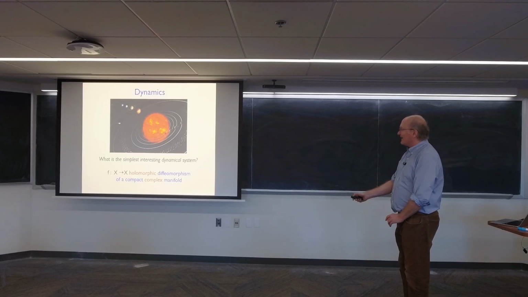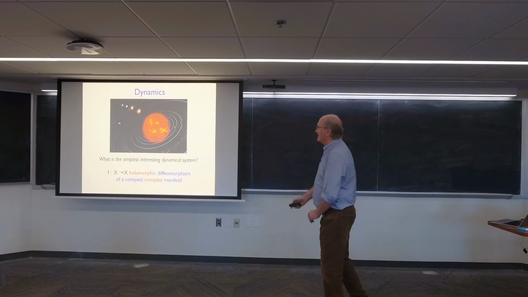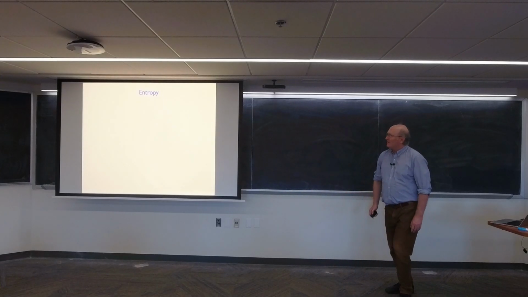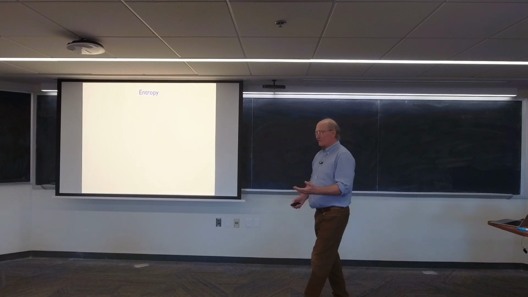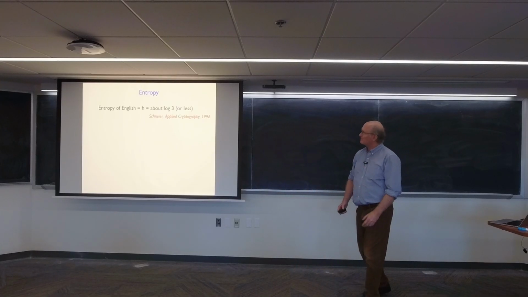Okay, so that's my idea of what a dynamical system is. And now what does simplest mean? And then finally, what does interesting mean? So here's a way to describe the complexity of a dynamical system. It's the notion of entropy.